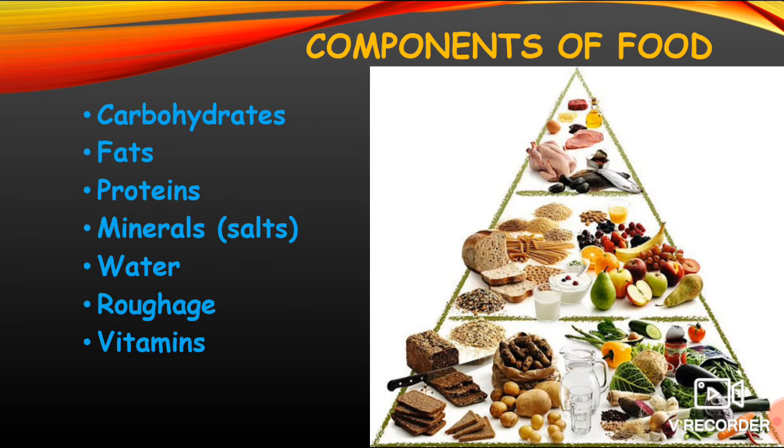So what are the components of food? Suppose if you are eating some food items, then what you are going to get? These are known as components of food. So what are the major components of food? Carbohydrates, fats, proteins, minerals, water, roughage, and vitamins. Water and roughage are not actually components, but they are an integral part of our food. They are very important. As such, they are not going to provide any kind of energy or nutrient to our body, but without these two things it is very difficult to survive. It is not possible to survive without water.